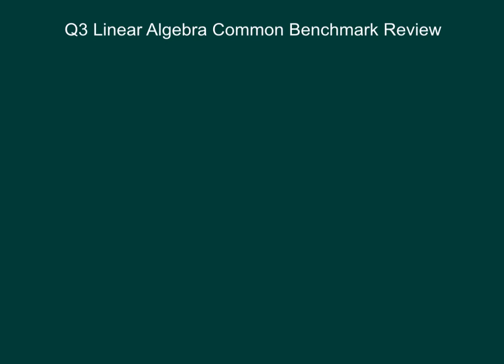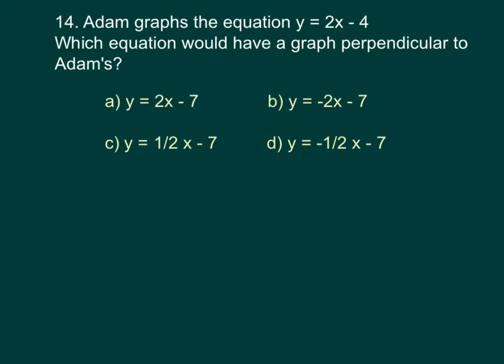Welcome to the third quarter Algebra Common Benchmark Review. In this video we're going to go through questions 14, 15, 16, and 17. Question 14 asks us, Adam graphs the equation y equals 2x minus 4. Which equation would have a graph perpendicular to Adam's?